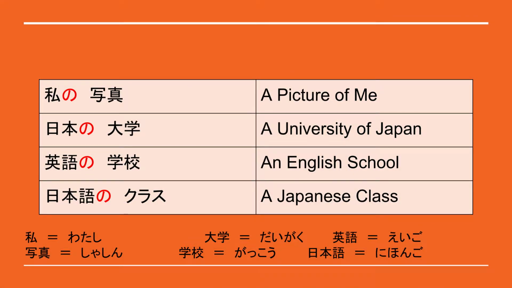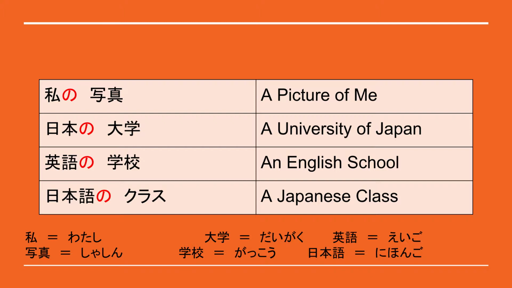Watashi no shashin, a picture of me. Nihon no daigaku, a university of Japan. Eigo no gakko, an English school. Nihongo no kurasu, Japanese class.